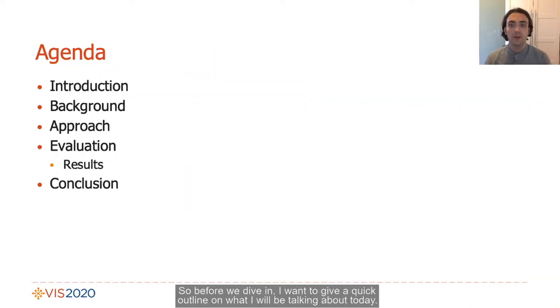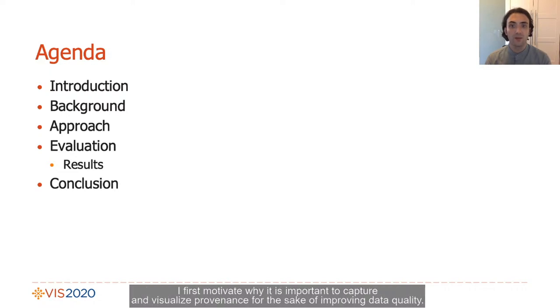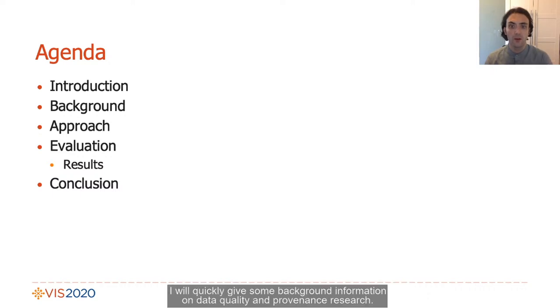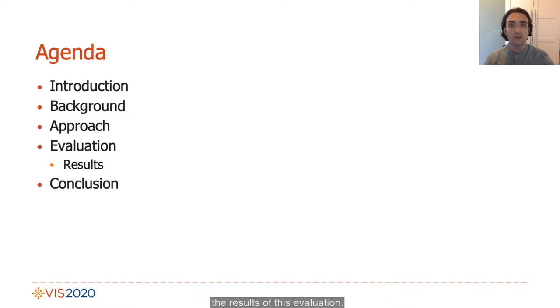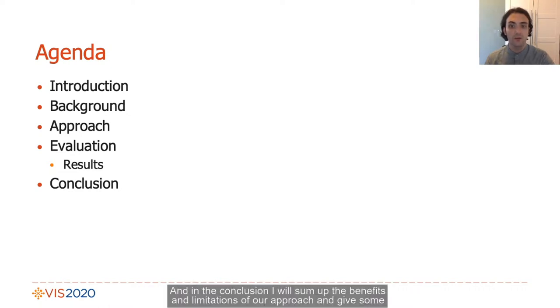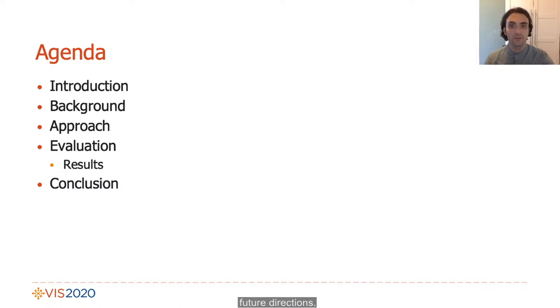So before we dive in, I want to give a quick outline on what I will be talking about today. I first motivate why it's important to capture and visualize provenance for the sake of improving data quality. I will quickly give some background information on data quality and provenance research, and after a quick motivating example, I will describe our visually interactive approach called Data Quality Provenance Explorer. And following up, I will give you some details about the evaluation we conducted, including the results of this evaluation. And in the conclusion, I will sum up the benefits and limitations of our approach and give some future directions.